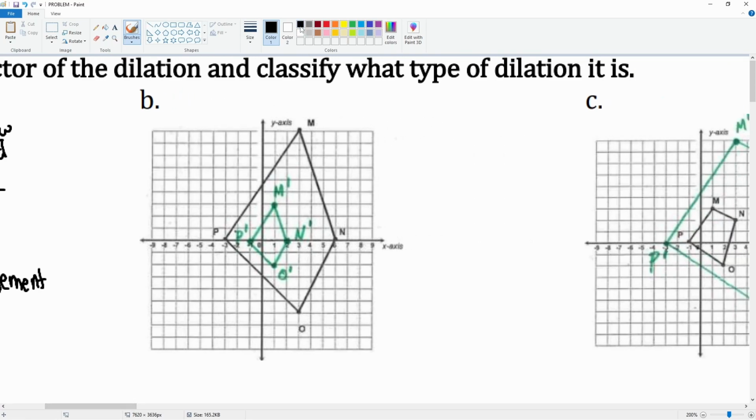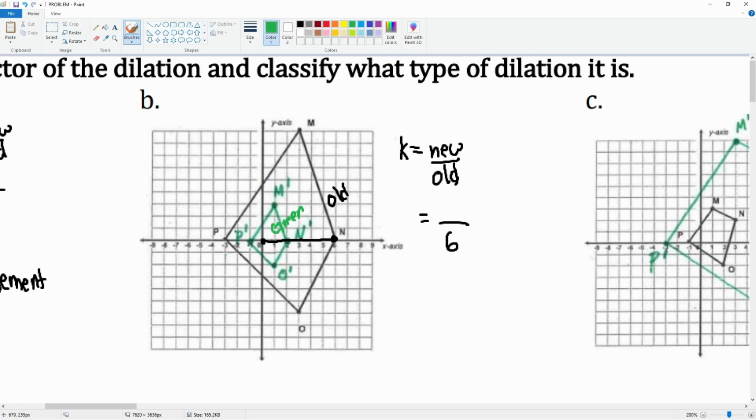Next, let's see the original, which is MNOP. This is the old. And the new one, which is in green. Let's take a look at the old. K value is new divided by old. So let's get the old first. I'm going to go to that N value here. So it goes from 0, 1, 2, 3, 4, 5, 6. So the N was 6 units away.